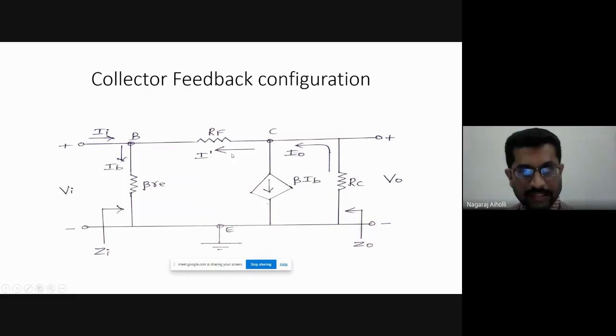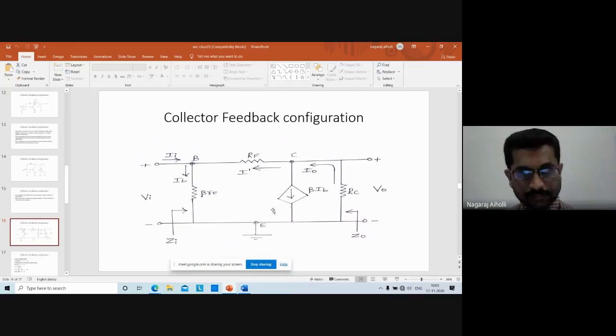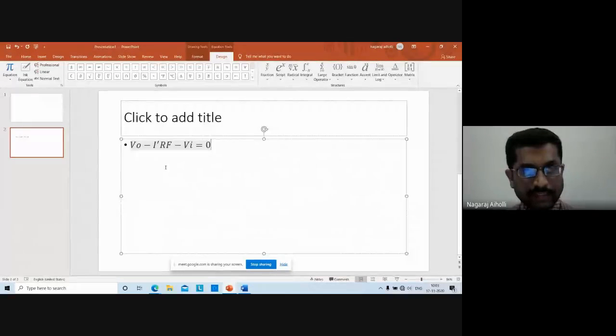Positive to negative, minus I dash RF. Current entering positive, current leaving negative, minus I dash RF. Then here the input voltage is positive to negative, parallel, positive to negative, minus VI is equal to 0. That is the equation that I have written here: V naught minus I dash RF minus VI is equal to 0.